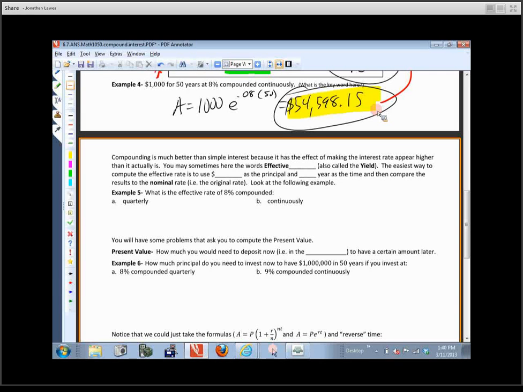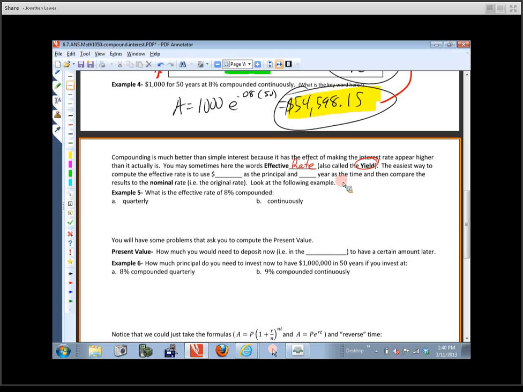So one of the words that we use for this is effective rate. What is the effective interest rate? Because you're compounding, it's going to be a little bit more than 8%. Can you tell me what that effective rate is? Or sometimes you'll hear the word yield. How much interest does it yield? What's the effective yield?